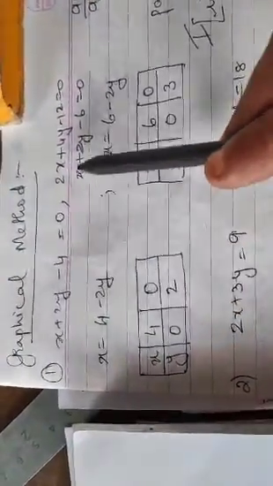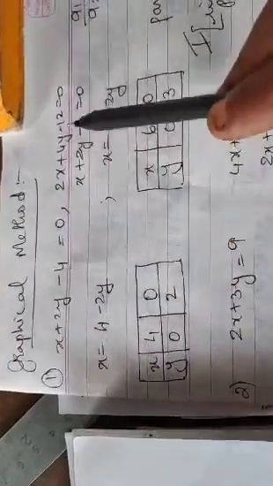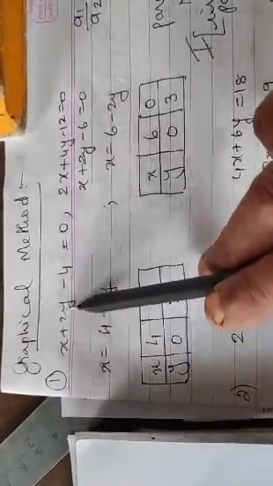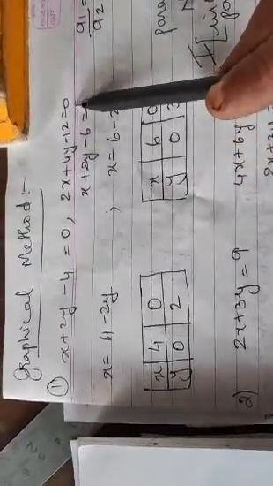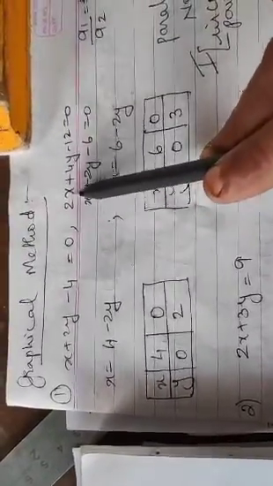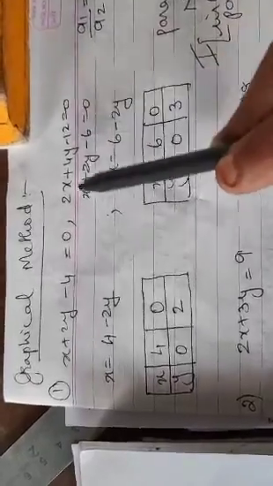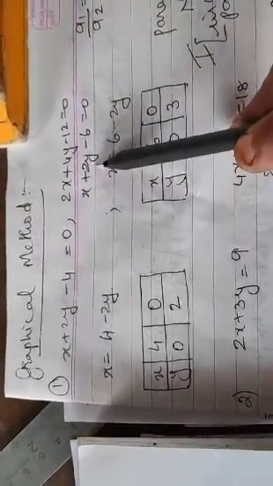Two equations are given, a linear pair of equations, meaning there will always be two equations. One is x plus 2y minus 4 is 0. Second is 2x plus 4y minus 12 is 0. From the second equation I can take out 2 common, so the equation reduces to x plus 2y minus 6 equal to 0.